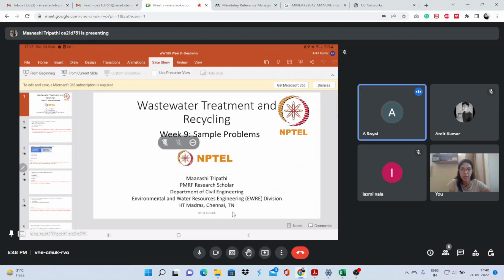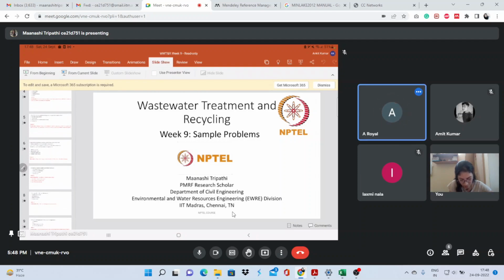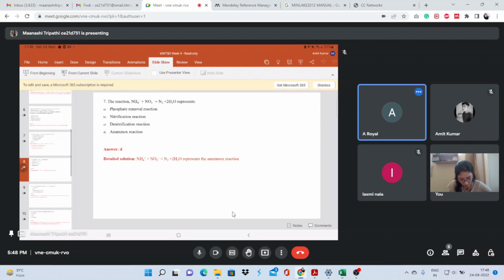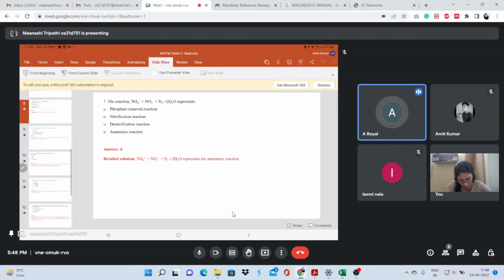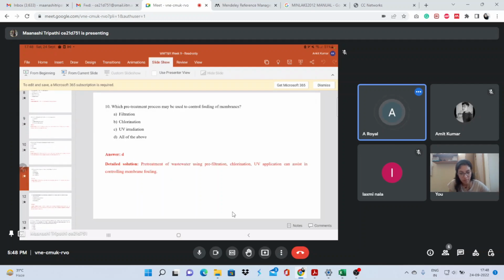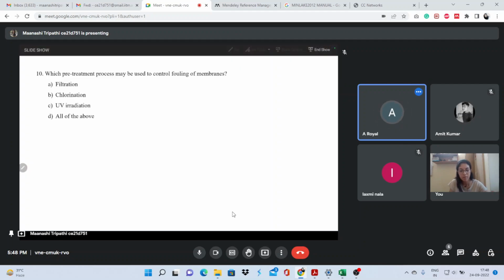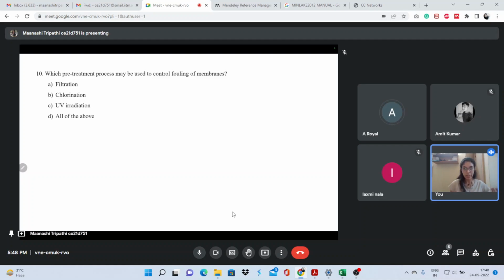One doubt, ma'am. In one of the questions you asked about the methods for reducing the choking of the filter membrane. One of the methods was chlorination, UV radiation, and so on. Does it mean the filter being used would have a larger pore size? See, it depends upon the rate. There are various types of filtration. Like RO has the least size.